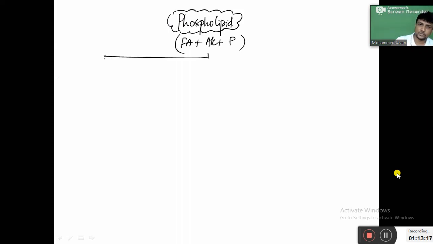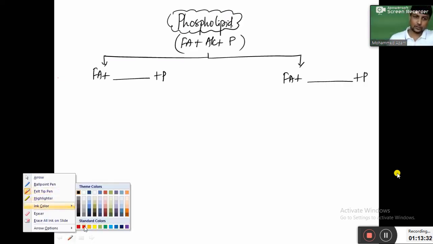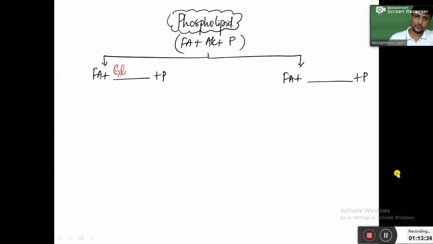Now this phospholipid is again divided into 2 categories here. In one category you will be having the fatty acid along with alcohol, along with phosphate group. Sometimes the alcohol will be glycerol, and sometimes the alcohol will be sphingosine. I don't know whether you have heard the name of this alcohol or not, but there is an alcohol with the name sphingosine.